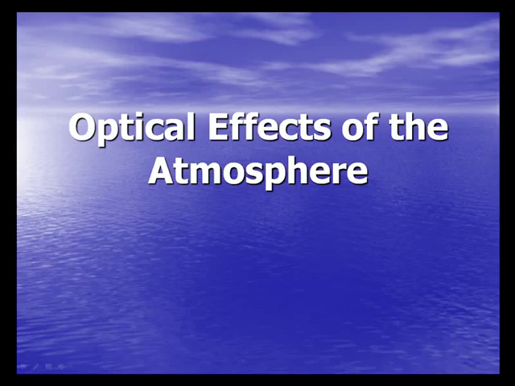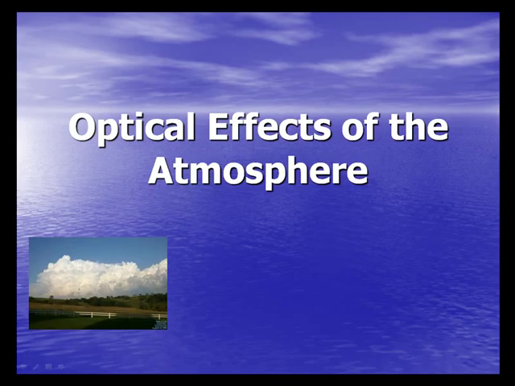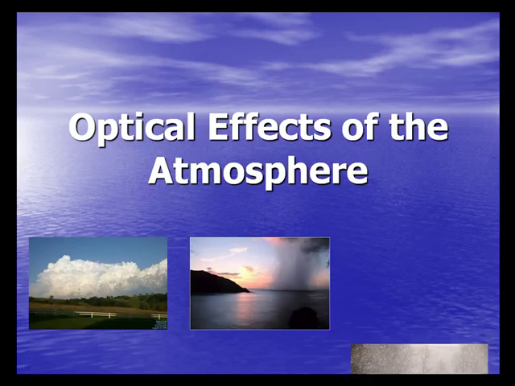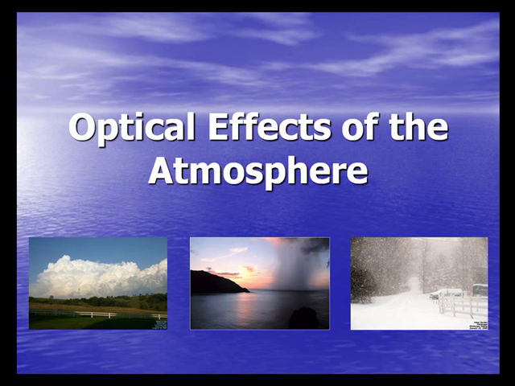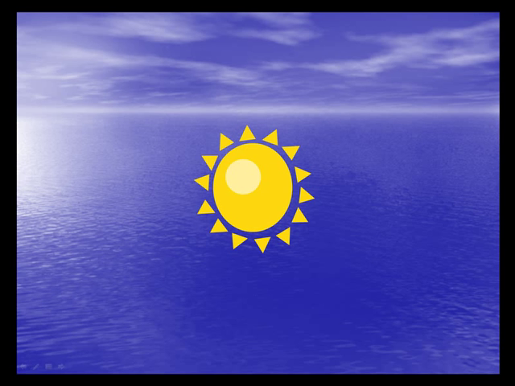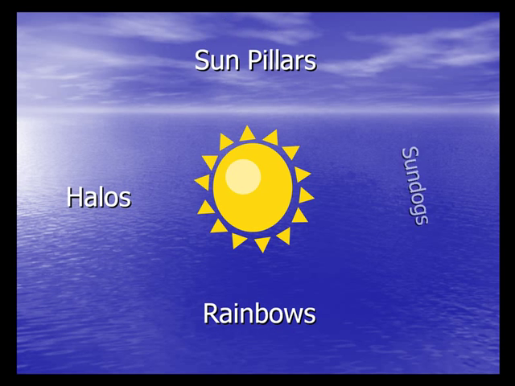Welcome to Optical Effects of the Atmosphere. The atmosphere does more than just produce our daily weather. From sunny to cloudy days, dry or wet, stormy or snowy, the atmosphere is also capable of producing colorful displays when conditions are right. Some of these optical effects include rainbows, halos, sun pillars, and sundogs.